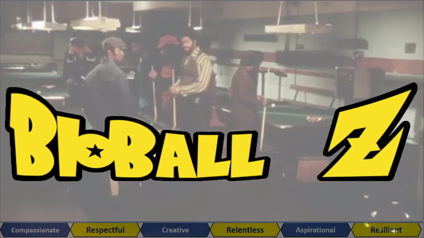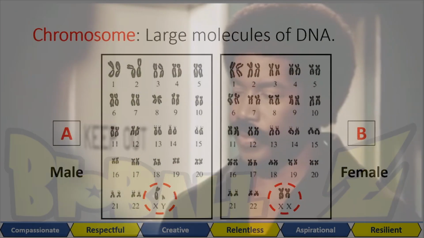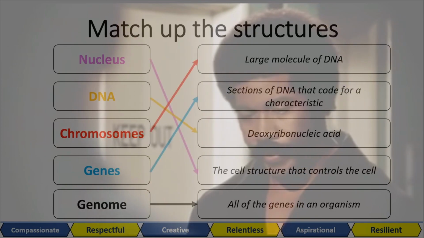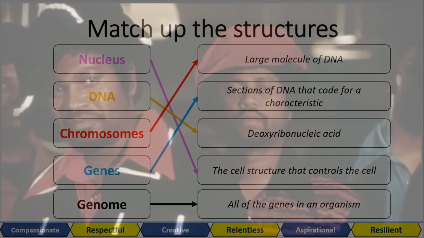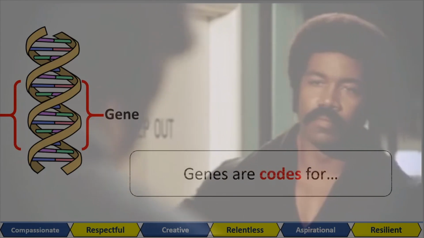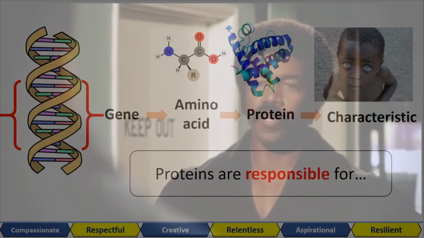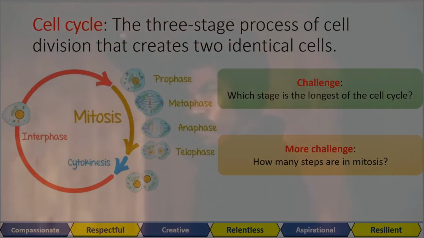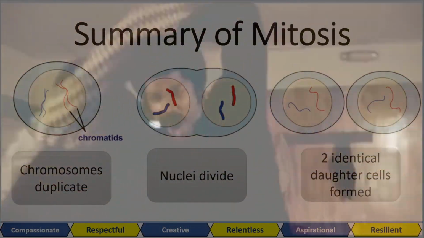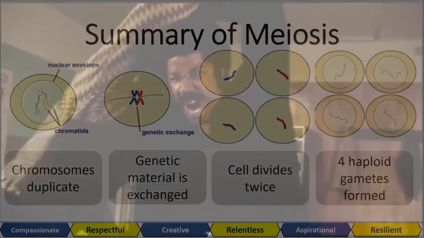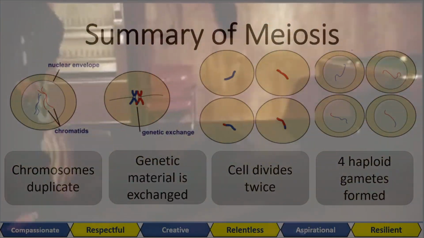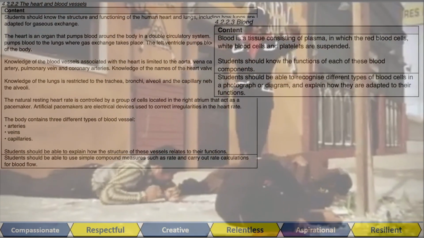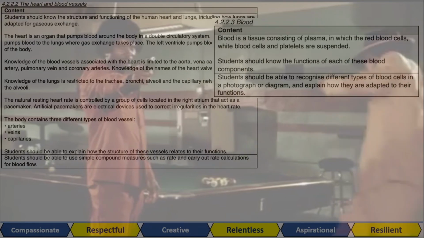Previously on Bio Ball Z, our heroes clashed with the content of Biology 1 and discovered the different structures in the cell's nucleus. But just when they were getting the hang of how genes create characteristics, they were attacked by the cell cycle. But by sneaking into the realm of Biology 2, they found it easy to understand mitosis and even meiosis. And now, our heroes have entered the hemoglobic realm of heart and blood.